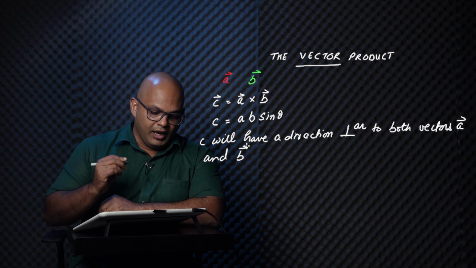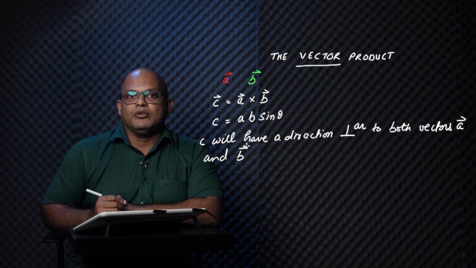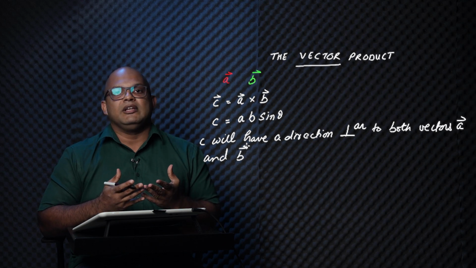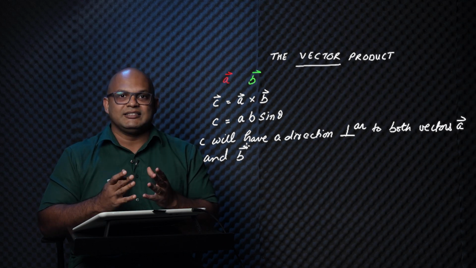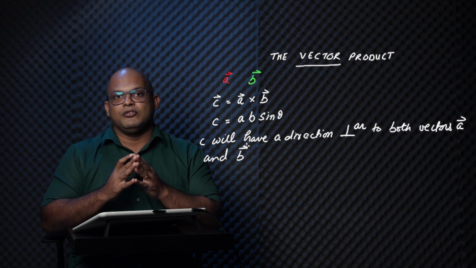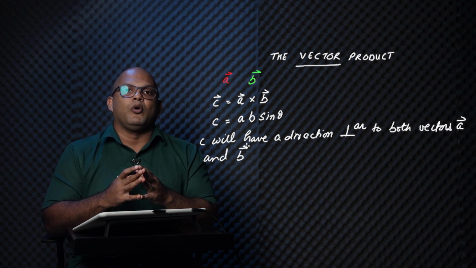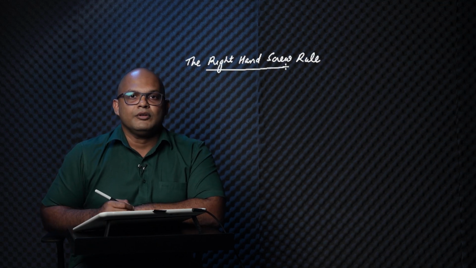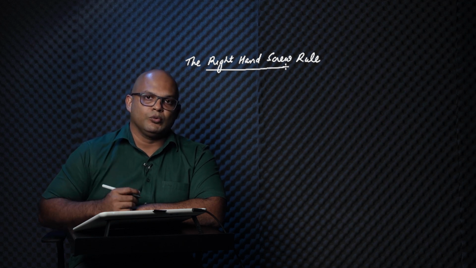What else? In addition to these two things, we also have a way to predict in what direction the vector C is going to point, and this is known as the right hand screw rule. So let's understand what is this. What is the right hand screw rule?